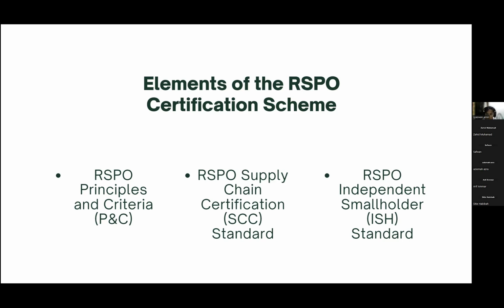And lastly is RSPO independent smallholders, who are self-managed and are not tied to any particular company. Thus, they often lack access to updated farming practice needed to improve their productivity. Also, they might not have the financial resources to replant aging palms, leading to lower yields.